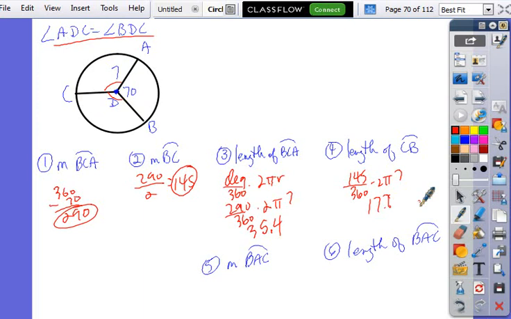BAC. So now I'm looking at BAC. How many degrees is that? 215. I've got two choices. I could do 360 minus the 145 or 70 plus the 145. Doesn't matter. You wind up with 215. 215 over 360 times 2 pi 7, and you get 26.3. There you go.